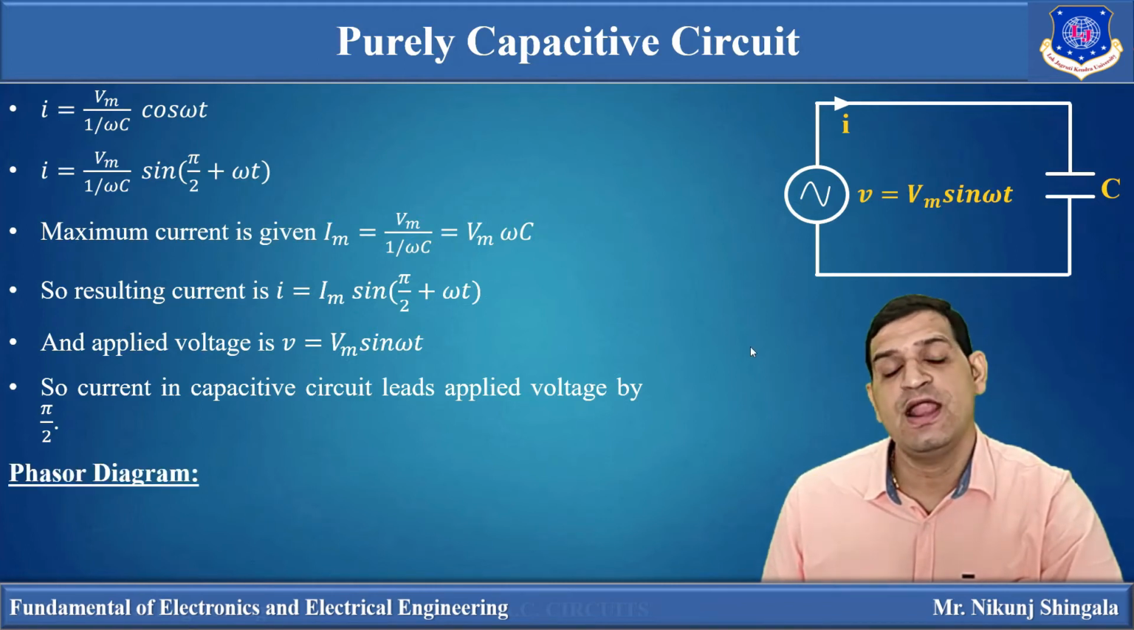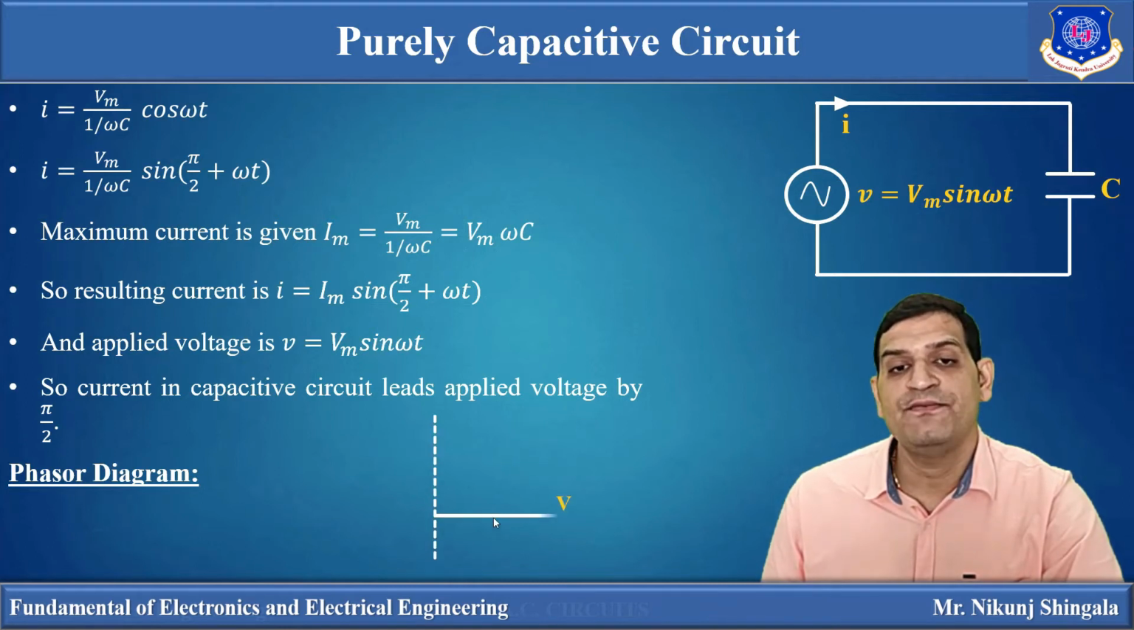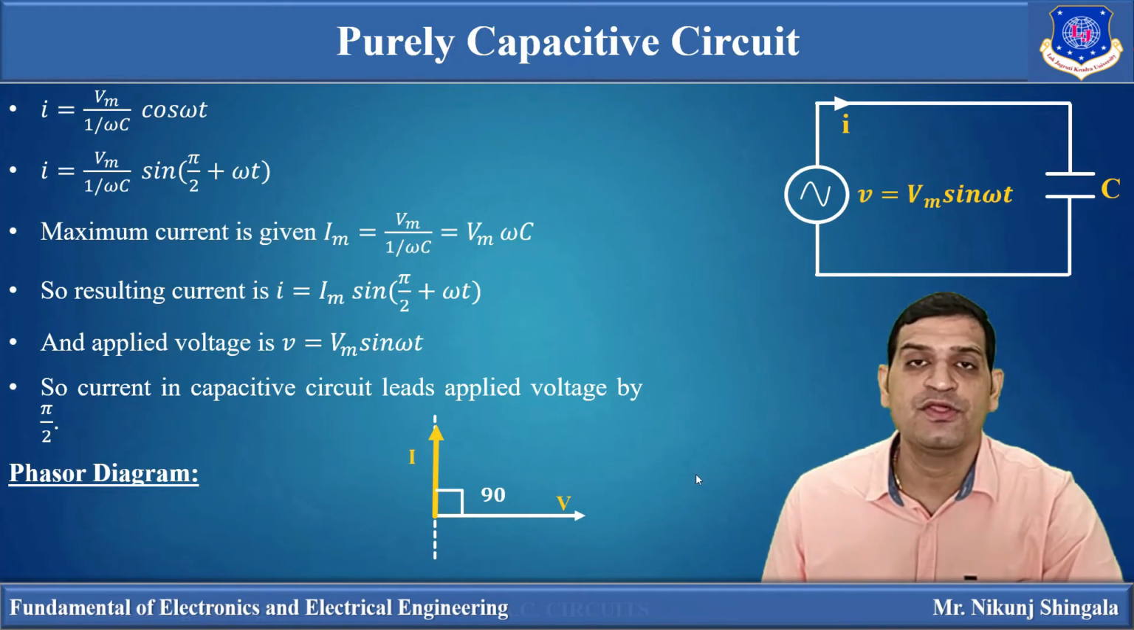Now drawing the phasor diagram from both these expressions, so taking V as a reference, and now current I will be drawn in upward direction because it is leading the applied voltage, and angle between applied voltage and resulting current is pi by 2. So this is how you can draw the phasor diagram from the given expression of voltage and current.